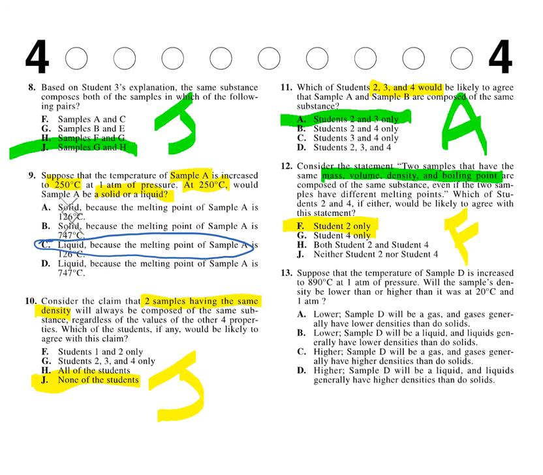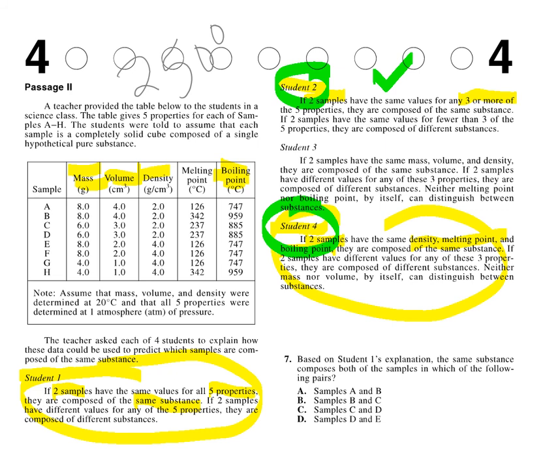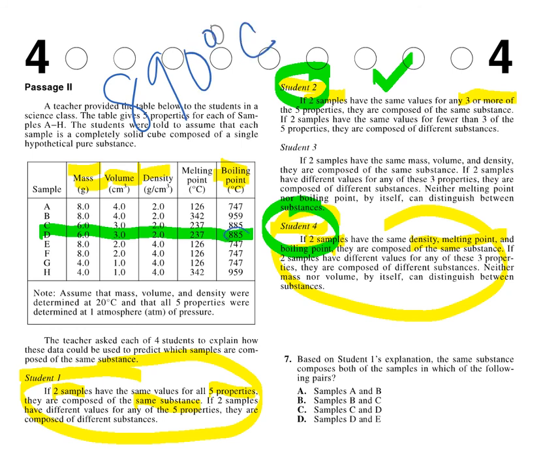And then finally, number 13. Suppose the temperature of sample D, so we're looking at sample D, is increased to 890 degrees Celsius. Will the sample's density be lower or higher than it was at 20 degrees? So let's go back to that chart looking at sample D and 890 degrees. So here is sample D at 890 degrees Celsius, which is the number we're going to look at right there.